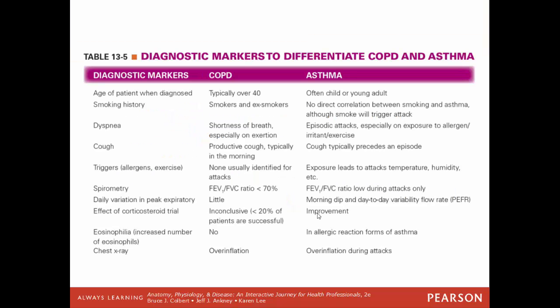Here's a side-by-side comparison on how to differentiate between COPD and asthma. You have some common diagnostic markers. Then you have COPD characteristics here, and asthma over here, such as the age of the patient when diagnosed. For COPD, it's typically over the age of 40, but for asthma, it often happens in young adulthood or even childhood.